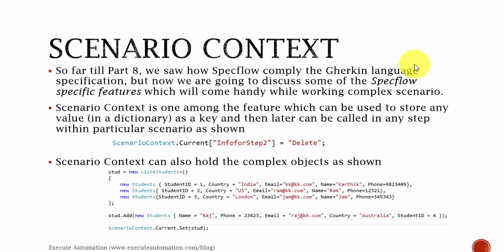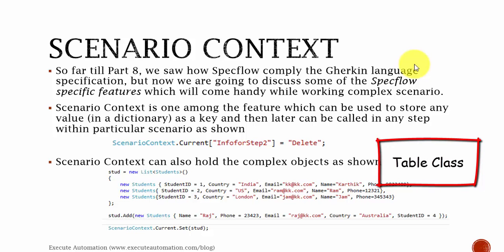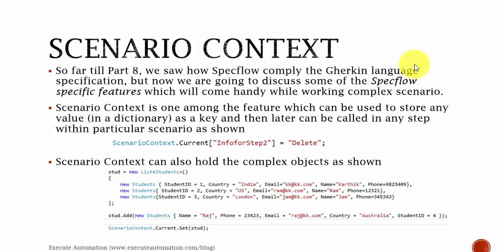Scenario context. So far, till part 8, we saw how SpecFlow compiled the Gherkin language specification, like how feature works, how scenario works, how scenario outline works, how given when then statements work, and how feature files compile with the step definitions. But we have not yet seen much of the functionality of the actual SpecFlow itself. The only class library we used was Table, but other than that, we didn't use anything. So from this part, we will be discussing only SpecFlow specific features.